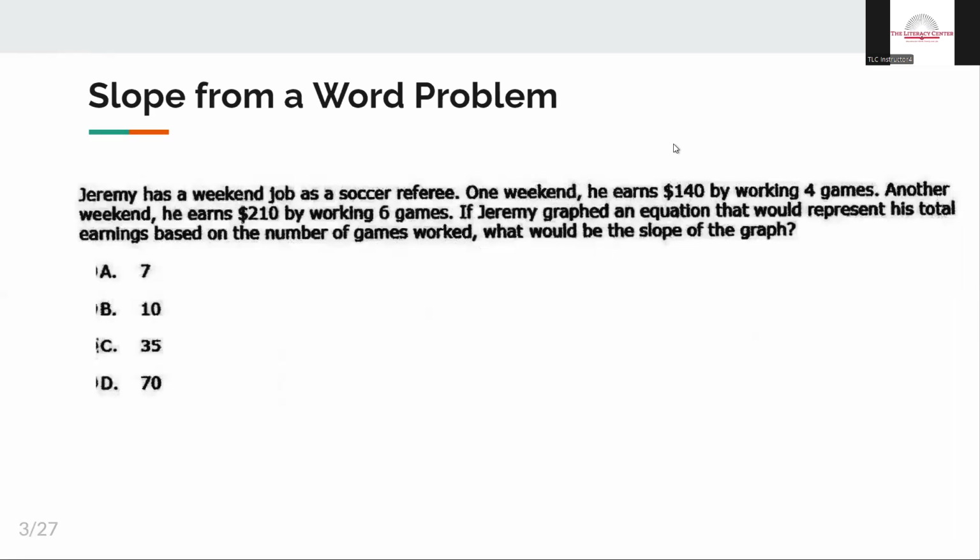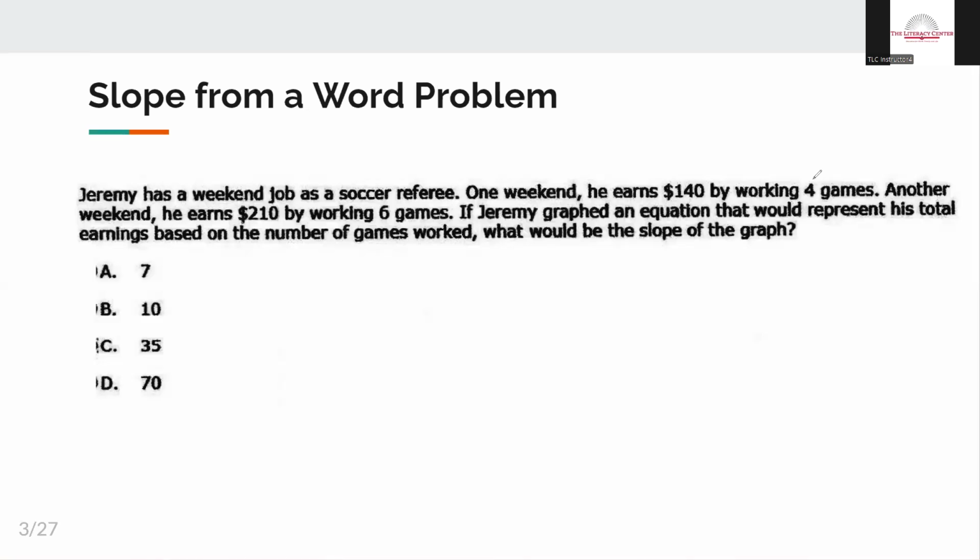Jeremy has a weekend job as a soccer referee. On one weekend, he earns $140 by working 4 games. Another weekend, he earns $210 by working 6 games. If Jeremy graphed an equation that would represent his total earnings based on the games worked, what would be the slope of the graph? Now, even though these are bigger numbers, it's kind of the same thing as the previous problem. These are 2 points on a graph.